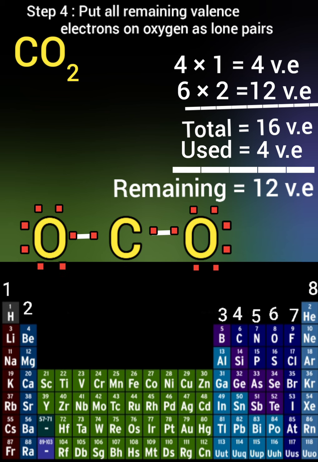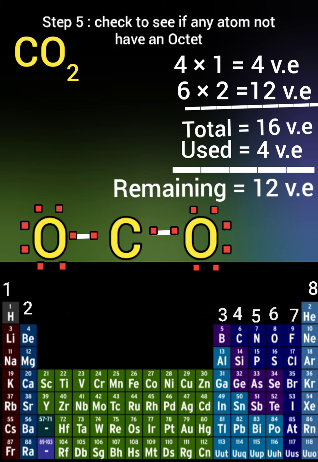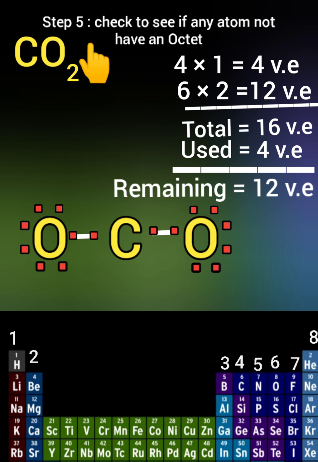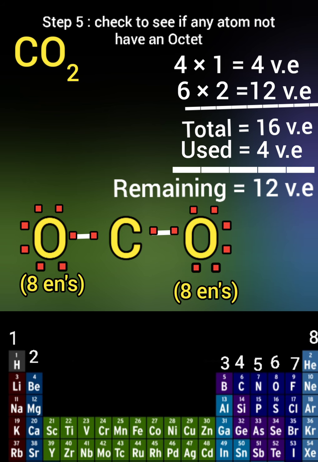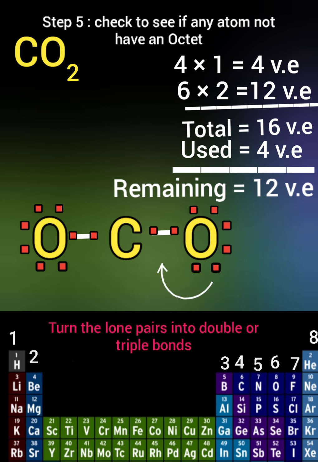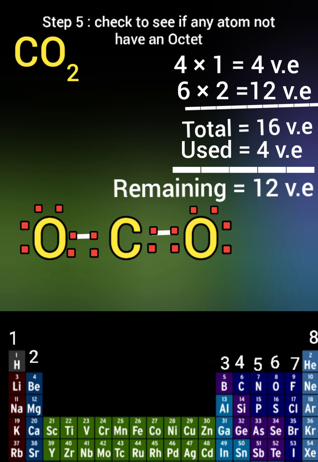While putting the electrons on them as pairs, remember, don't give any atom more than an octet. Fifth step, check to see if any atom does not have an octet or duet. Look at the carbon dioxide molecule. Here both oxygen atoms have a stable octet, but carbon has only 4 electrons. In order for carbon to get an octet, turn the lone pairs into double or triple bonds to give every atom an octet. A pair of electrons, or two electrons, means one single bond.